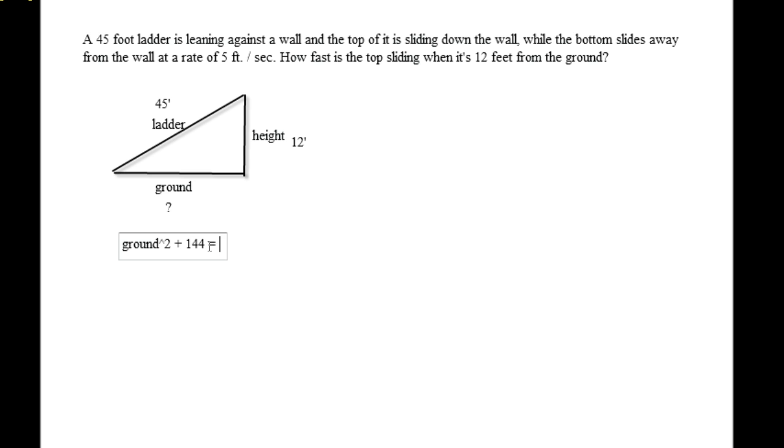Which is 2025. Okay, and then once we simplify that, we find the ground length is the square root of 2025 minus 144. It should be about 43.7 feet from the wall. So this is at that instantaneous moment as the ladder's sliding down. This thing's going down fast.